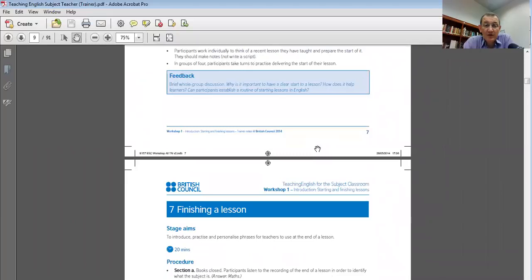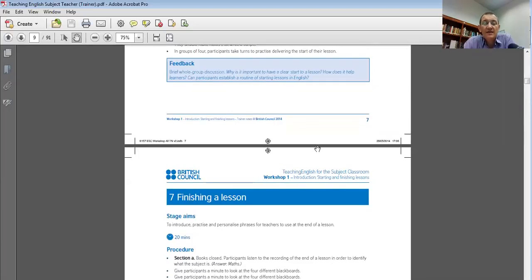You can do a whole group discussion. The questions that you could get them to discuss are in the blue box there. Why is it important to have a clear start? How does it help learners? Can participants establish a routine of starting lessons in English?